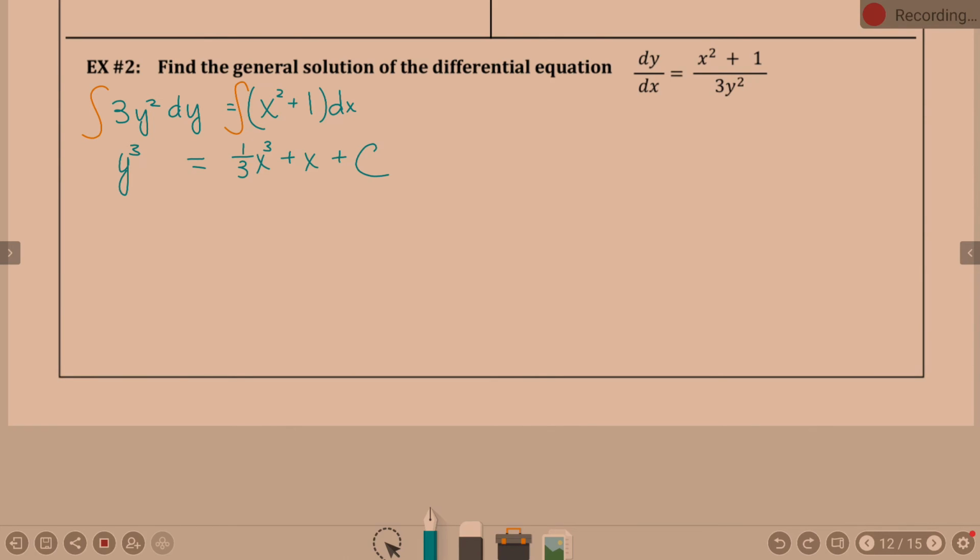Two different ways to express this, according to my notes. If we solve for y, what does this look like? Since it's y cubed, we could say the cube root of 1/3 x cubed plus x plus c. Notice, we don't need a plus or minus here, do we? That's only on your even roots.